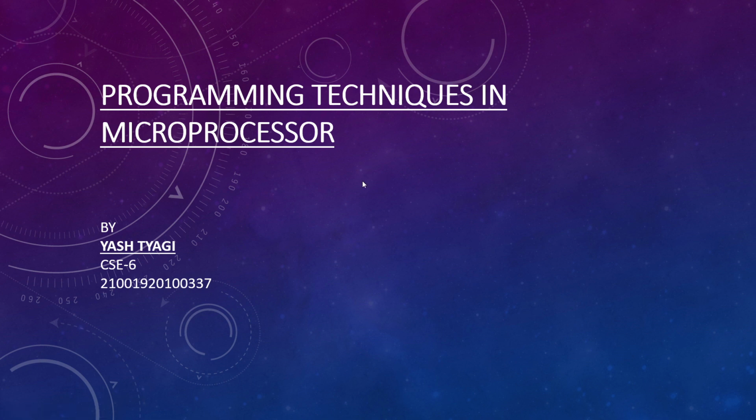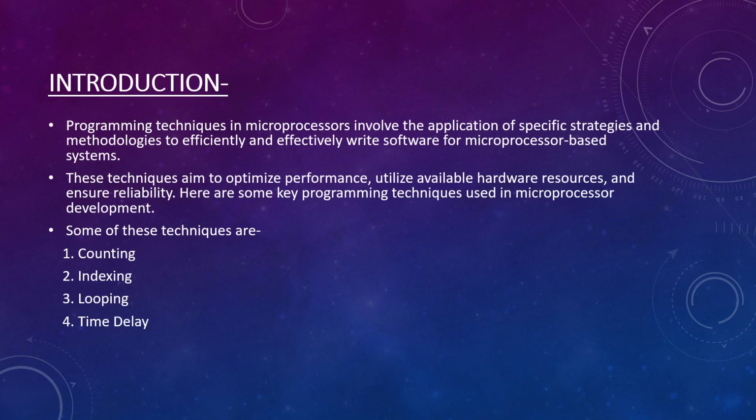Programming techniques in microprocessors involve the application of specific strategies and methodologies to efficiently and effectively write software for microprocessor-based systems. These techniques aim to optimize performance, utilize available hardware resources, and ensure reliability. Here are some key programming techniques used in microprocessor development: counting, indexing, looping, and time delay.